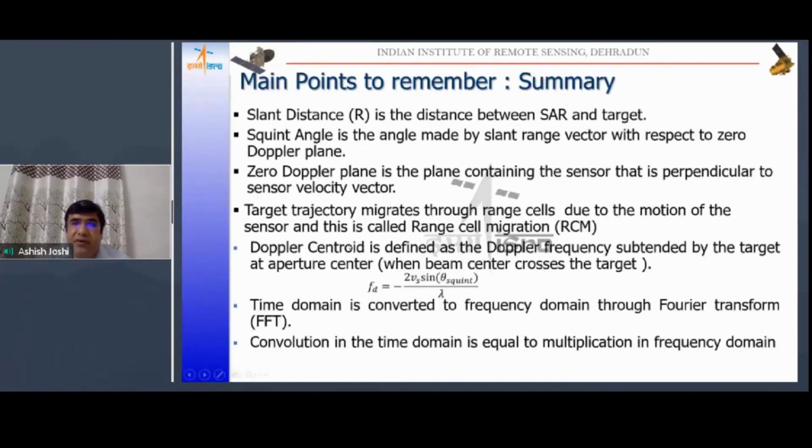So this is a summary of what we have read. Slant range is the distance between SAR and target. Squint angle is the angle made by the slant range vector with respect to the zero Doppler plane. The zero Doppler plane is the plane containing the sensor that is perpendicular to the sensor velocity vector. Target trajectory migrates through the range cells due to the motion of the sensor. This is called range cell migration. Doppler centroid is given by this formula. The time domain is converted to the frequency domain through the Fourier transform. Convolution in the time domain is equal to multiplication in the frequency domain.